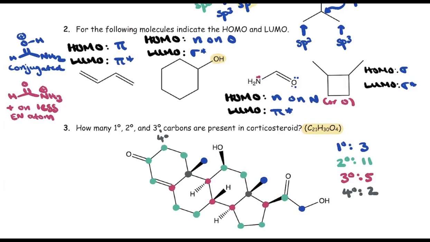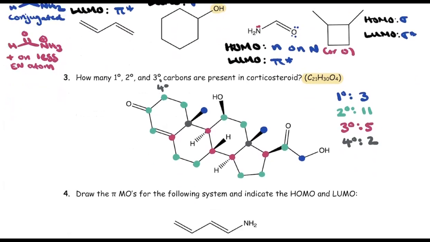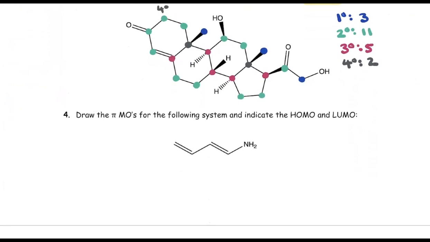All right, so we have this. Then number 4. It says to draw the pi molecular orbitals for the following system and then indicate the HOMO and the LUMO. Here we see that we have a 5-atom pi system. 5 atoms, because I know that every single non-hydrogen atom here is sp2.